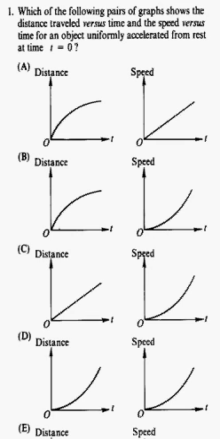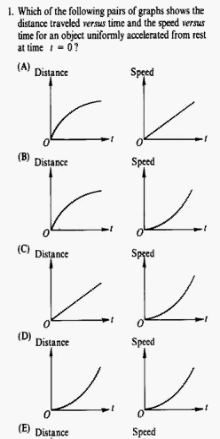This is finally an AP Physics C question, 1988, it's mechanics. It's question number 1. Which of the following pairs of graphs shows the distance traveled versus time and the speed versus time for an object uniformly accelerated from rest at time t equals 0?